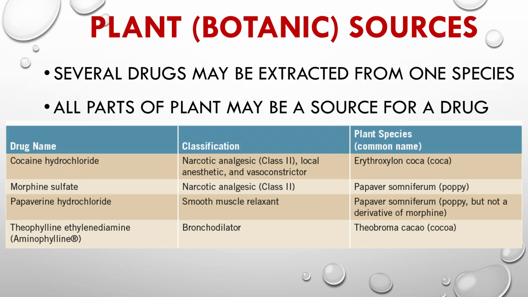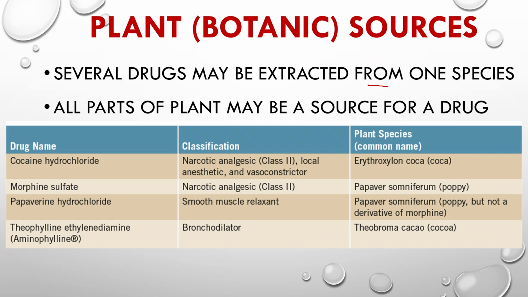All right, and then finally, our plants or the botanic. This is where the majority or lots and lots of drugs come from plants, at least originally when we think about the history of pharmacology, started off a lot with plants. So lots of them can be extracted sometimes from the same species. So we may be using one plant, but we can get or isolate different drugs from that same plant. And all the parts could potentially be used.